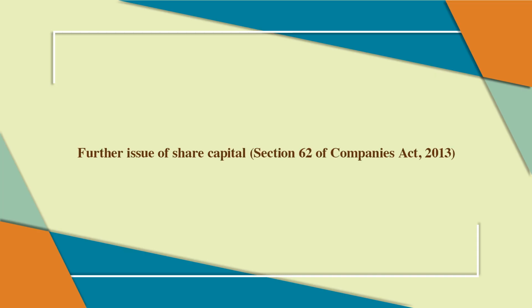Dear students, we shall now try to understand further issue of share capital as provided under Section 62 of the Companies Act 2013. A company, including a private company, having a share capital can increase its subscribed share capital by issue of further shares to persons who are holders of equity shares of the company in proportion to the paid up share capital on those shares by sending a letter of offer. This is known as shareholders' preemptive right or rights issue.